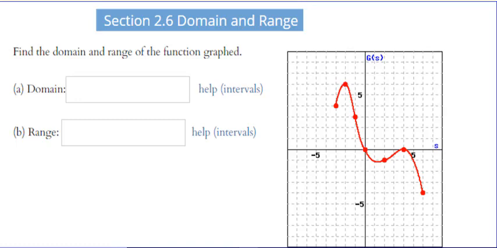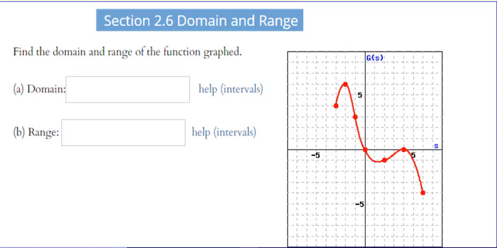Chapter 3, Section 2.6, Domain and Range. In order to understand this section, we must understand what the definition of a domain is. Domain is all the x values, and the range is all the y values that are pertaining to a certain function or graph.